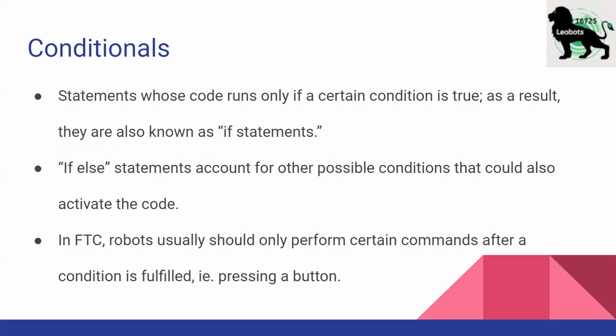Now, for conditionals. So these are statements whose code only runs if a certain condition is true. As a result, they're also known as if statements or if-else statements. For example, in FTC, you might use this even more in the teleop mode where you're controlling the robot. For example, if this button is pressed, then you want the robot to move forward. If this button is pressed, you want the arm to move. If this button is pressed, you want it to move backwards.